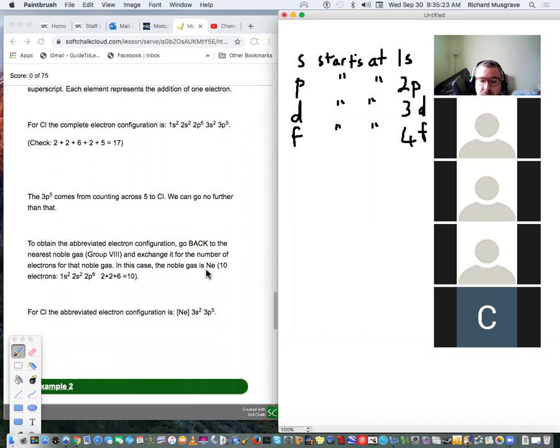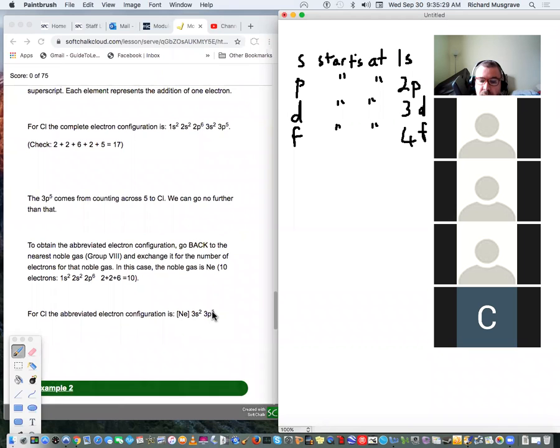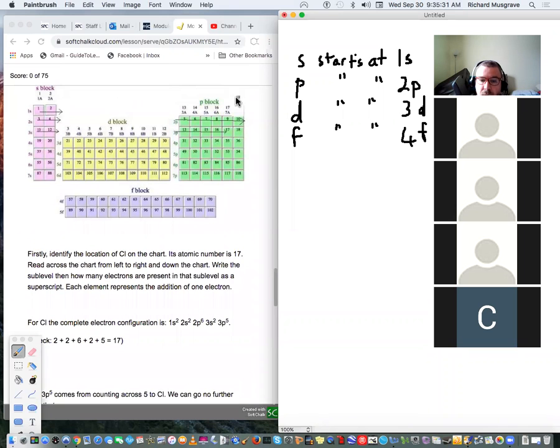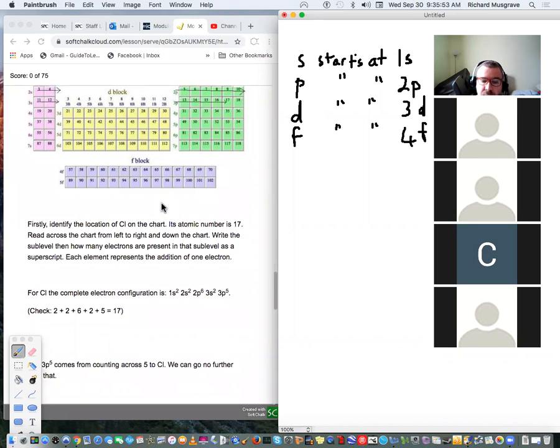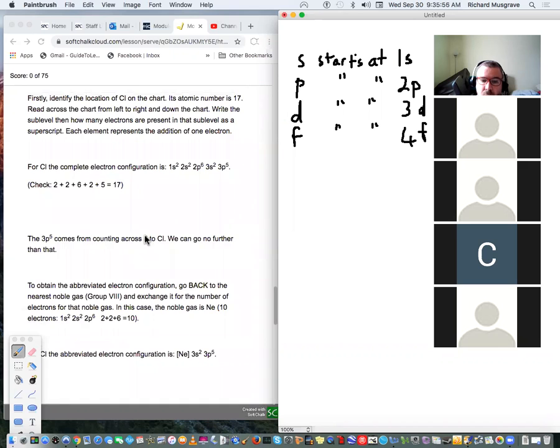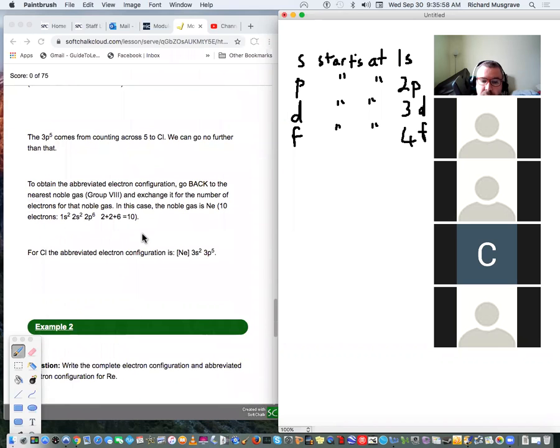Now we can write an abbreviated electron configuration for this as well. The abbreviated one is usually done by looking at where the element is and then going backwards to the nearest noble gas. The nearest noble gas here is going to be number 10, which is neon. So we start here at neon, and then it goes 3s2 and then 3p5. So the abbreviated form of the configuration would be neon in square brackets, 3s2, 3p5.